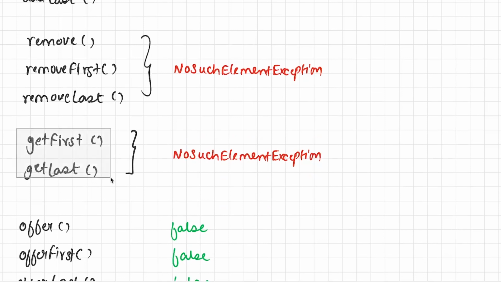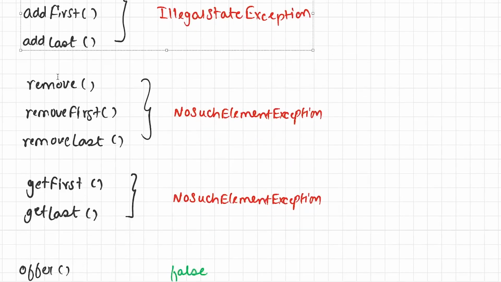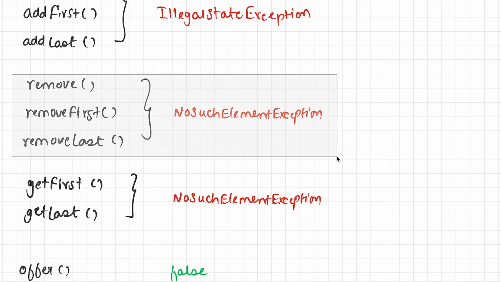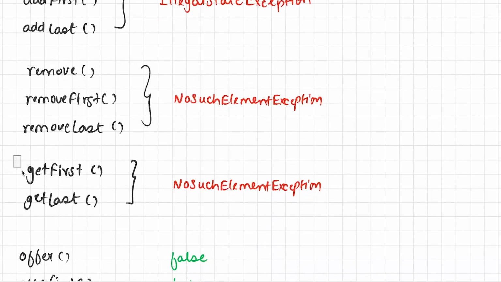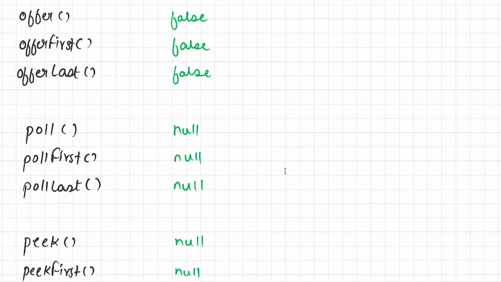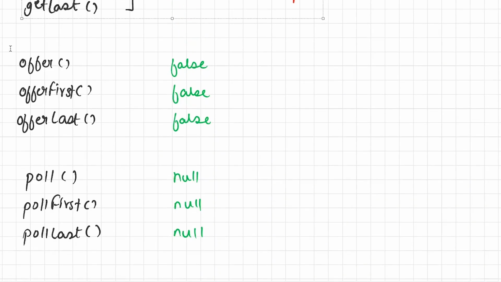The getFirst and getLast methods are used to get the first element of the queue and the last element of the queue. And all of these methods also throw exceptions. The add methods throw IllegalStateException when called on a queue that is full. The remove methods throw NoSuchElementException when called on a queue that is empty. And similarly, the getFirst and getLast methods also throw NoSuchElementException when called on a queue that is empty.